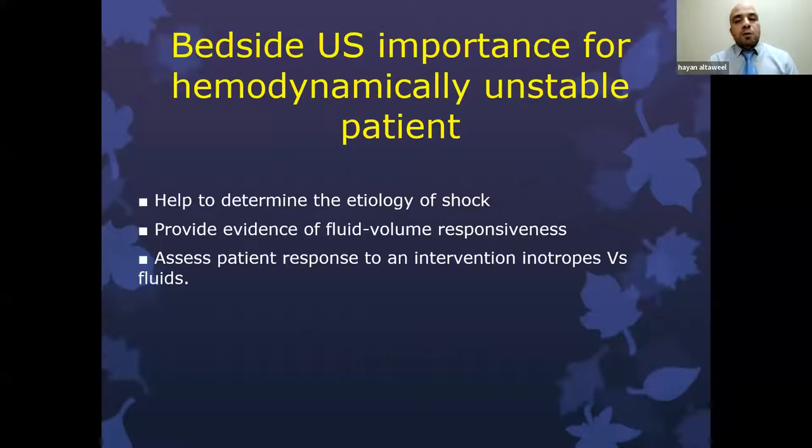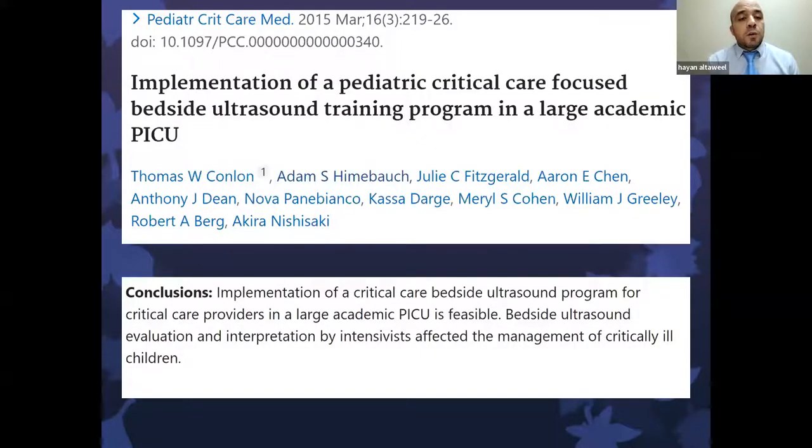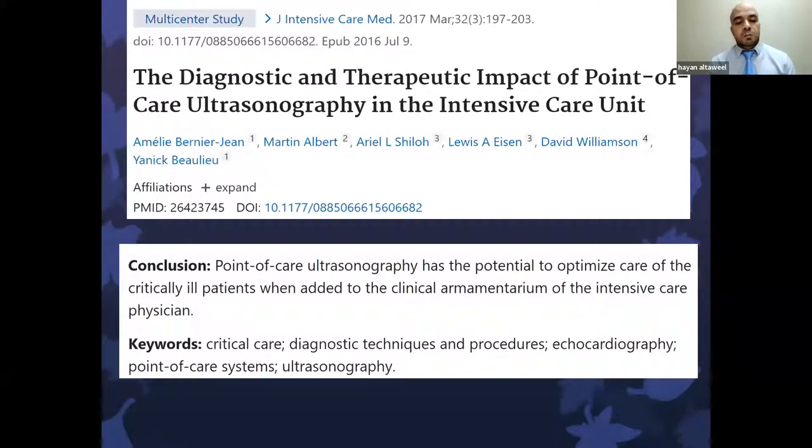Starting with the importance of bedside ultrasound for hemodynamically unstable patients, it can help to determine the etiology of shock, provide evidence of fluid volume responsiveness, and assess patient response to intervention, which is either inotropes versus fluid. The implementation of bedside ultrasound is evidence-based in both the PICUs and adult ICU also. Actually, point of care ultrasound has the potential to optimize care of the critically ill patient when added to the clinical practice of the intensive care physician.